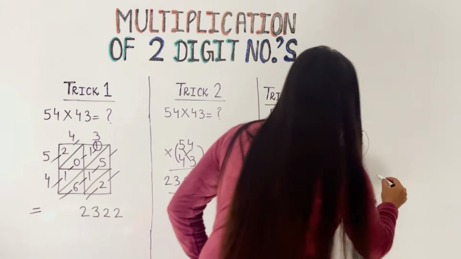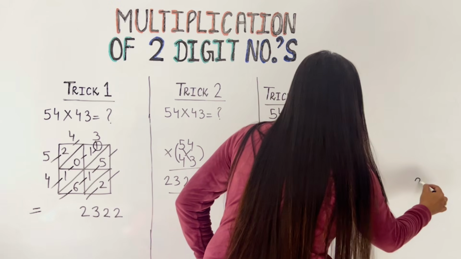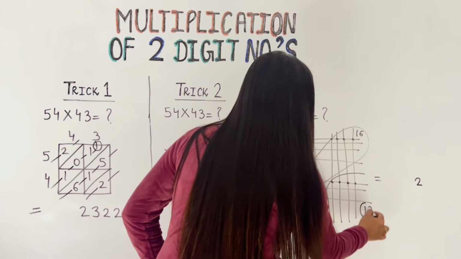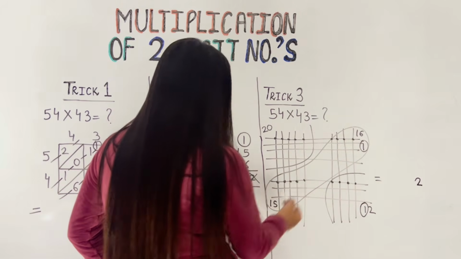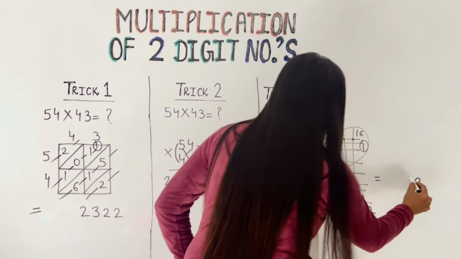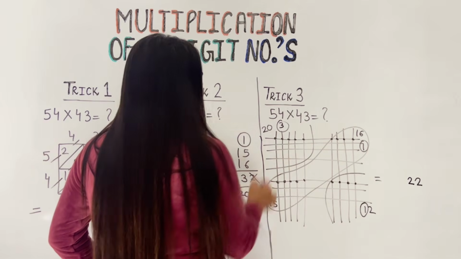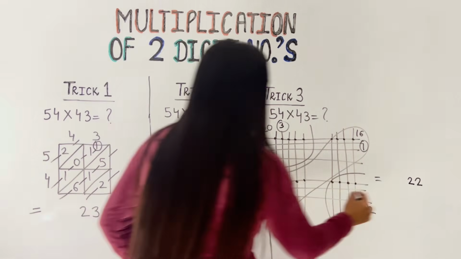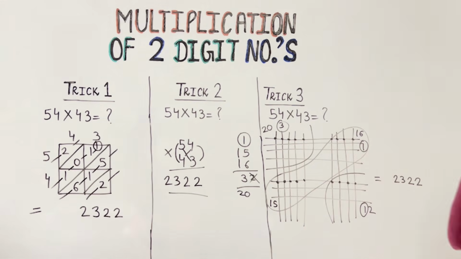To write the final answer, you have to start from the bottom, but again it's 12. We can write only one digit at a time, so I will write one digit and you will carry the 10th digit to the second. Now what is 1 plus 16 plus 15? That is 32. Again you can write only one digit, so you will write 2 and you will carry the 10th digit here, that is 3. Now what is 20 plus 3? It's 23. The answer is again 2, 3, 2, 2 that we got in trick 1 and trick 2. And this method is also known as the Japanese method.